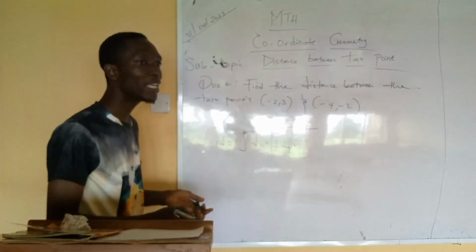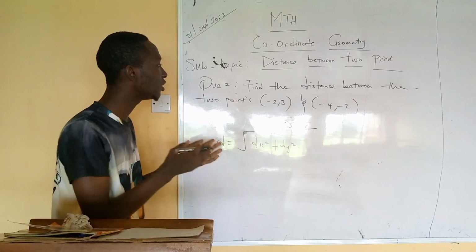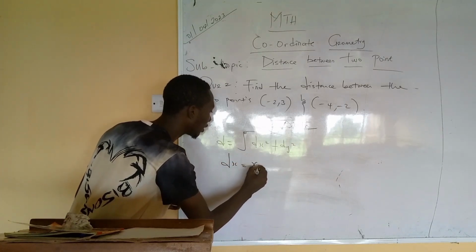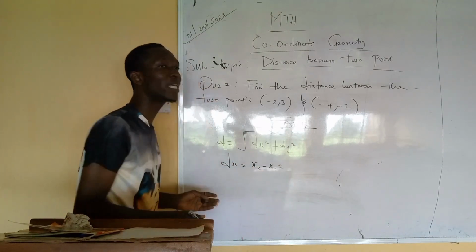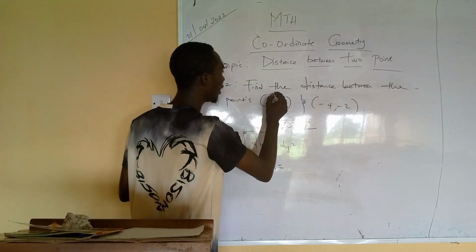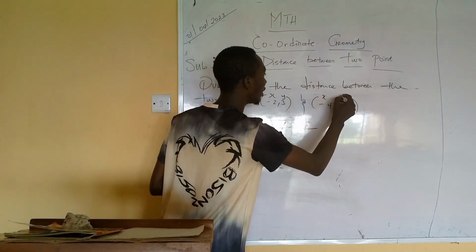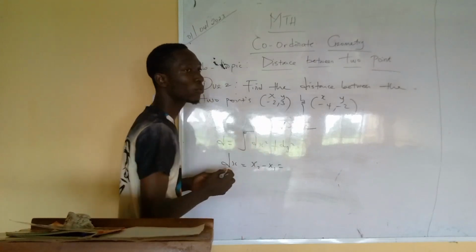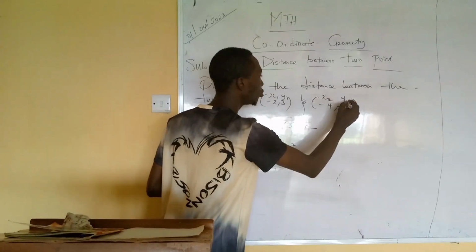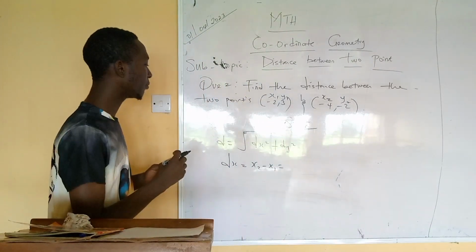Now what is change in x? Change in x is just the difference between the two x, which is x2 minus x1. So to get x2 minus x1, we have to label our words bracket. Since this is the first point, it will be x1, y1. And this is the second point, it will be x2, y2. So that's how to label the bracket.